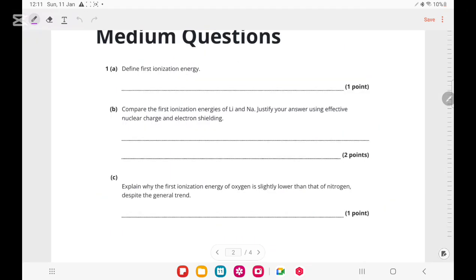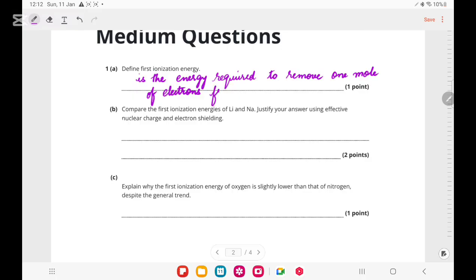In the next question they say define first ionization energy. First ionization energy is the energy required to remove 1 mole of electrons from 1 mole of gaseous atoms.